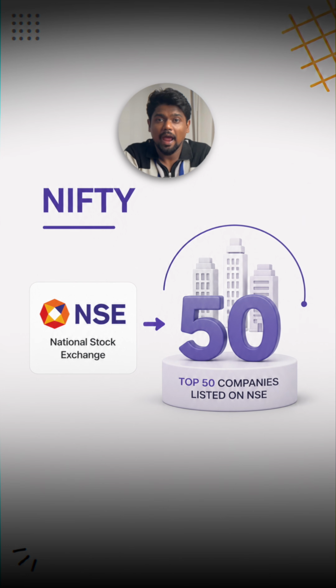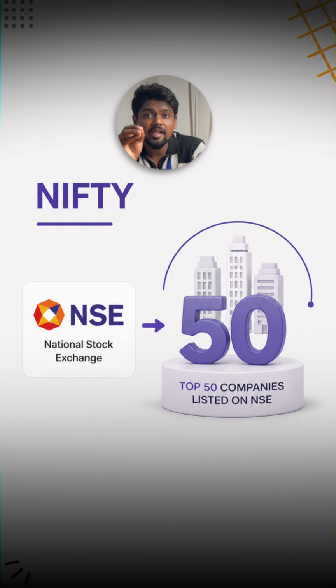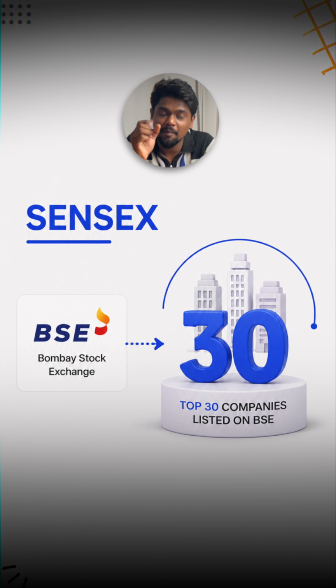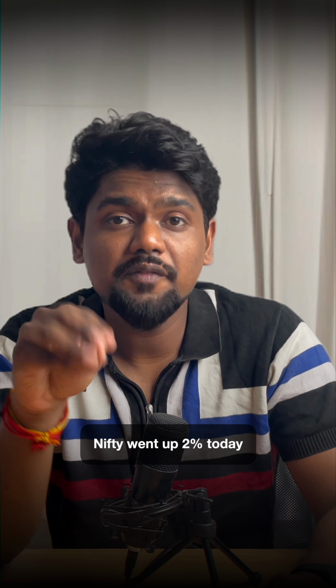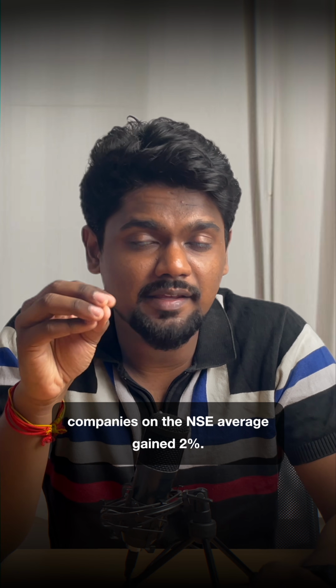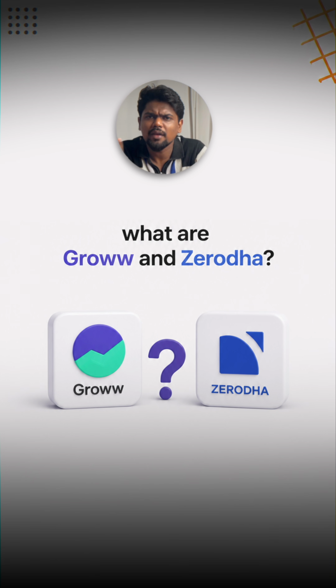Now one question, how do people know whether the market went up or down today? Through indices. Nifty represents the top 50 companies of the NSE and Sensex represents the top 30 companies on the BSE. If someone says Nifty went up 2% today, it simply means the top 50 companies on the NSE average gained 2%. Simple.